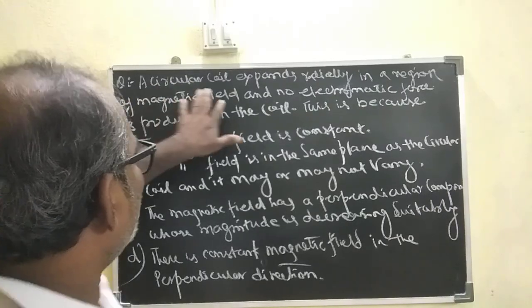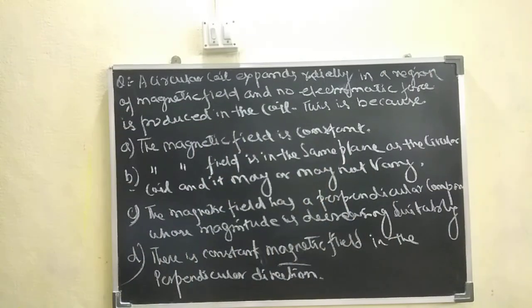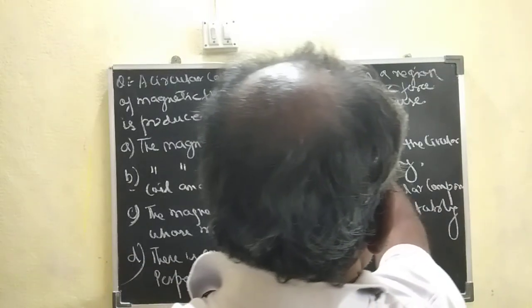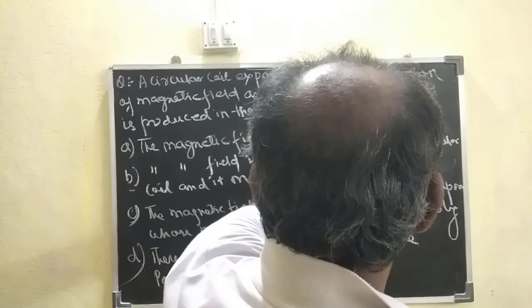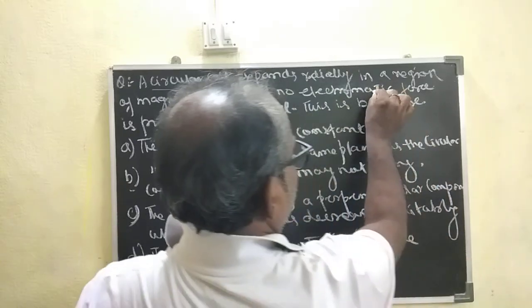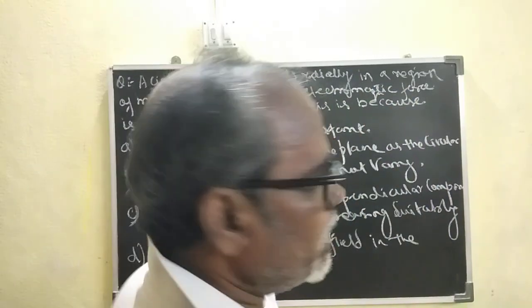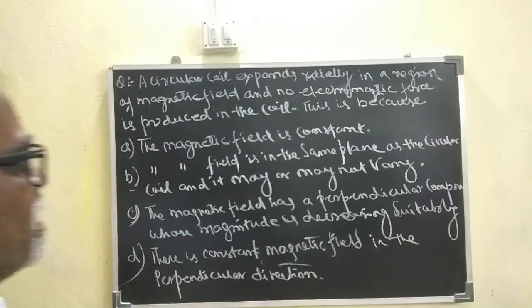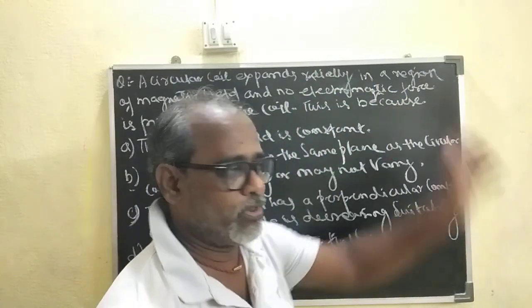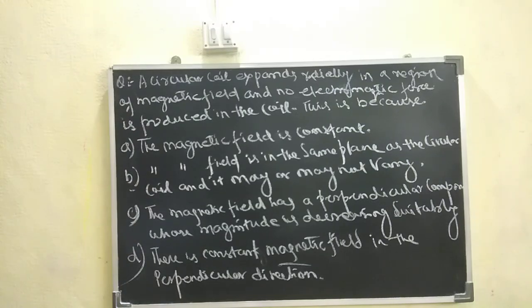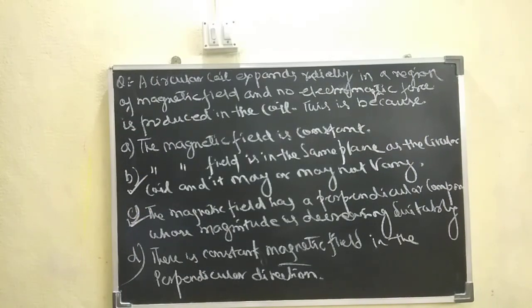One more question is that a circular coil expands radially in a region of magnetic field and no electromotive, that is electromagnetic, force is produced in the coil. Why? We can see that there is no magnetic flux linked with this situation. So finally our options B and C are the correct options.